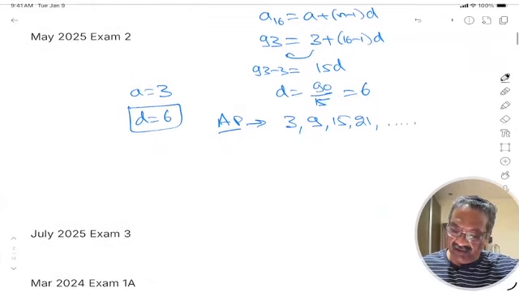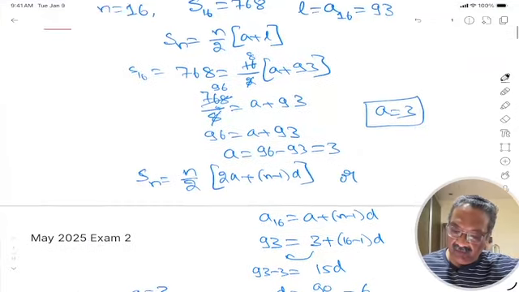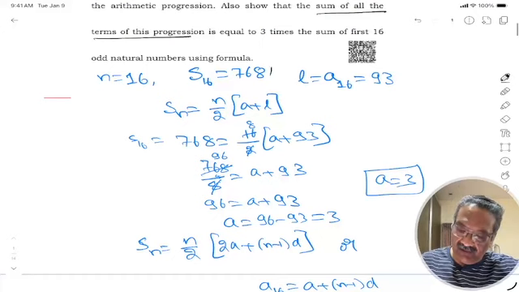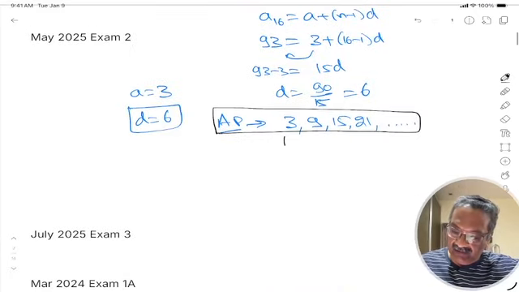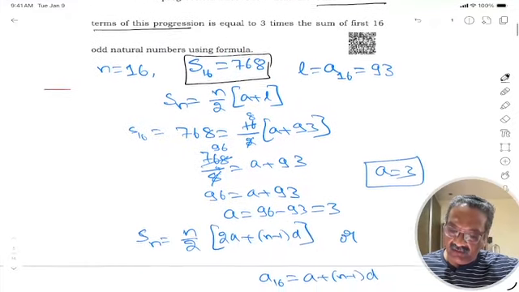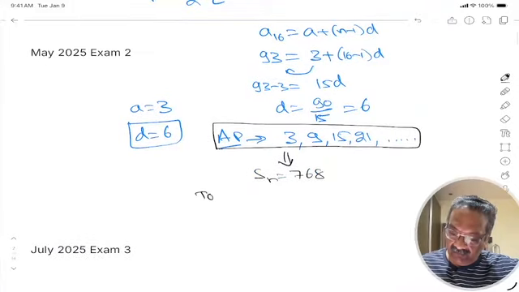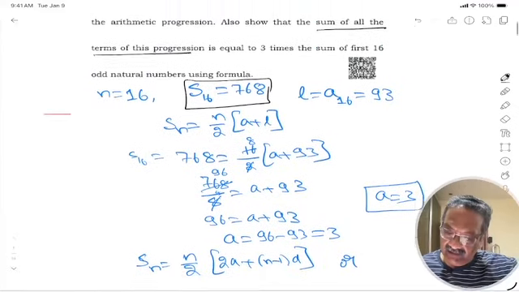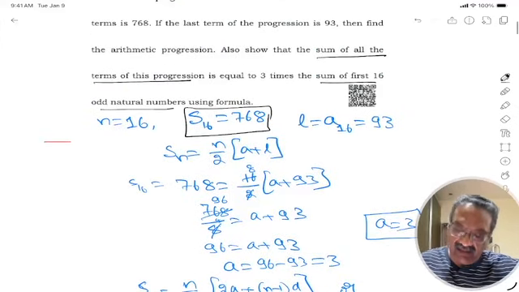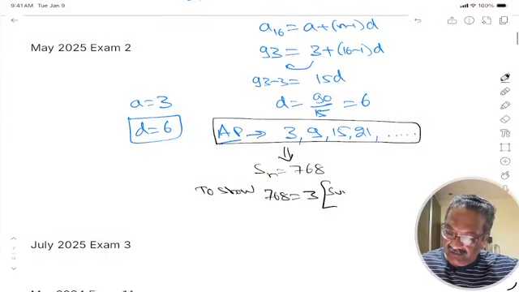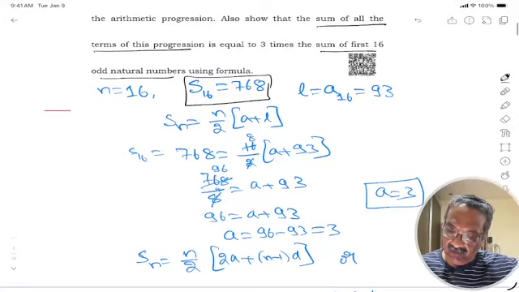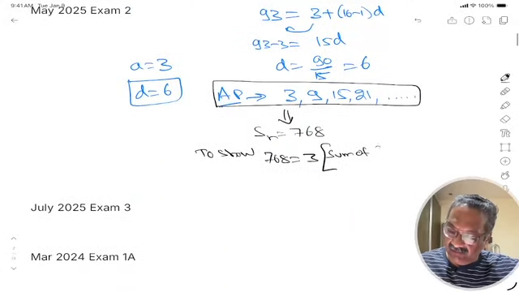that means the sum of this progression, do we know this sum? Yes, we know this sum, it is already given that Sn is 768. Now, we have to show that this sum 768 is equal to 3 times the sum of first 16 odd natural numbers.